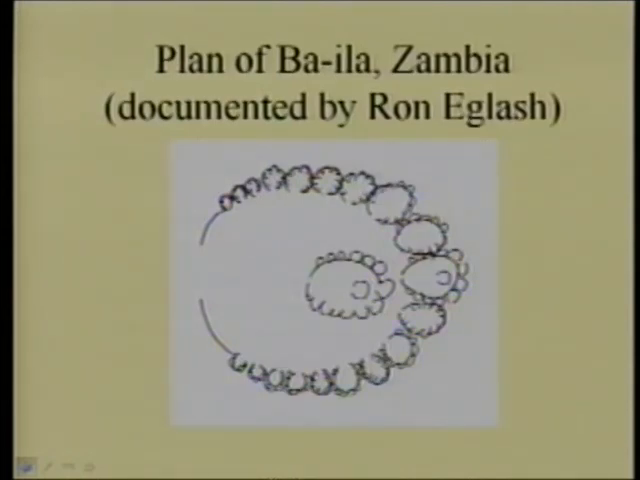Here is the plan of a village, Baila in Zambia, documented by Ron Eglash. Ron Eglash is a mathematician. He has done this phenomenally innovative study of fractals in traditional and vernacular architecture. So here is a plan of the village, and you see the outside wall is basically an oval, but it is a fractal oval because it is not just a single wall. The wall itself is made of ovals that have an opening to the left.